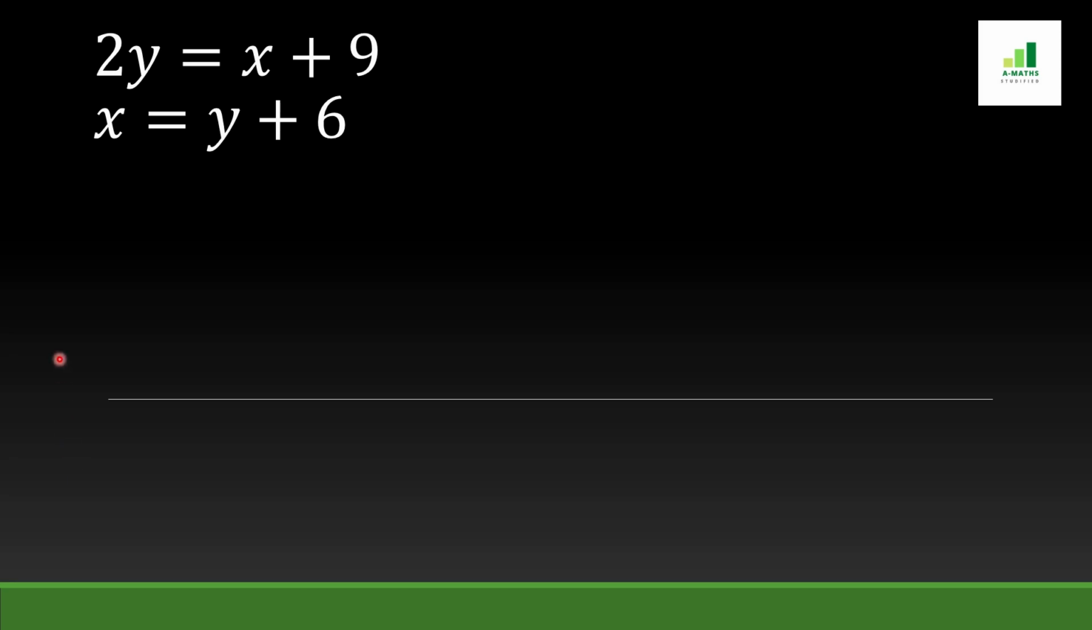Today in this video, we will solve two linear equations by using the substitution method. Our given equations are 2y = x + 9 and x = y + 6. I am representing the first as equation number 1 and the second as equation number 2.